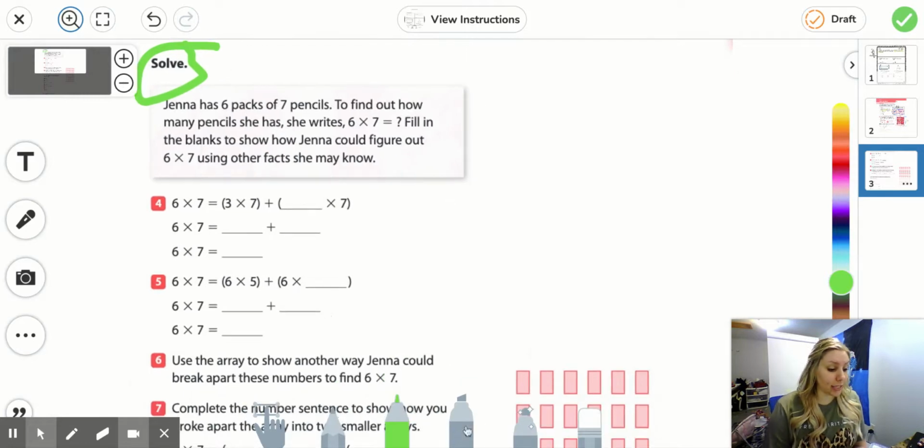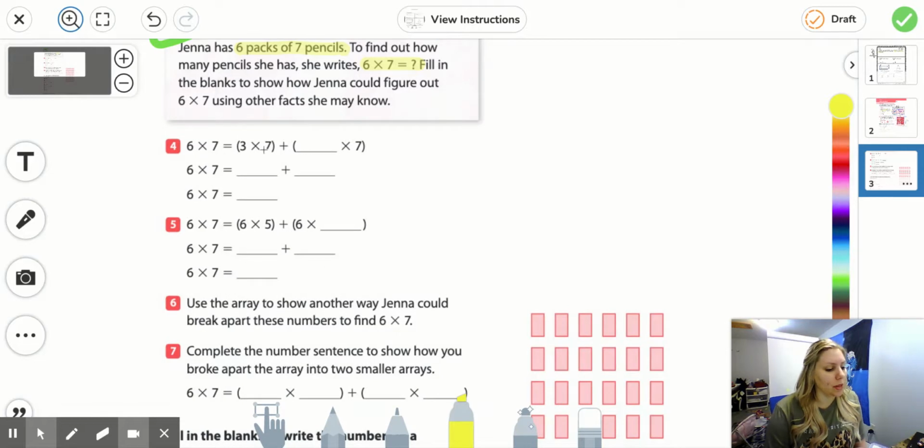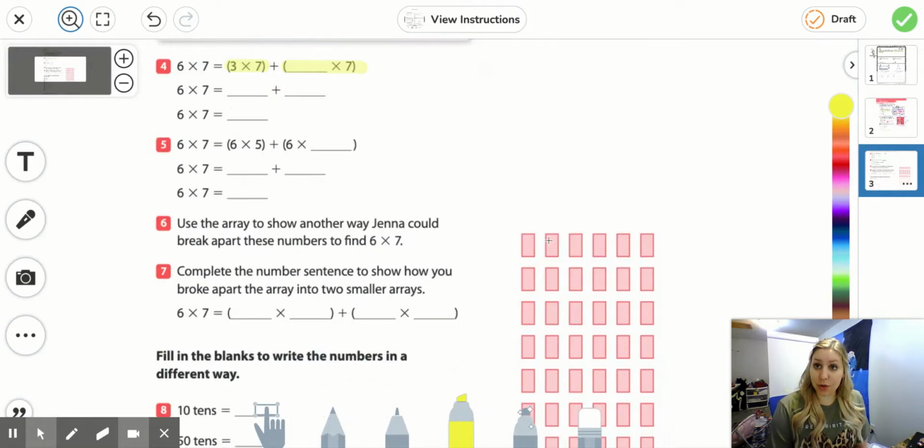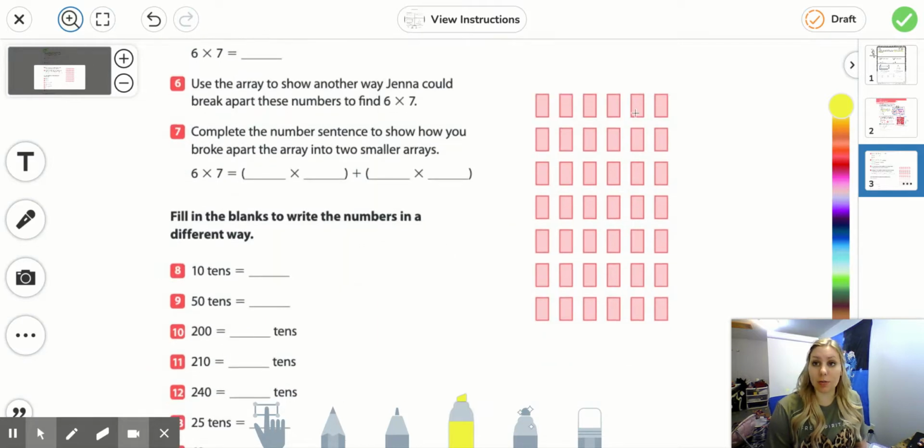It says that Jenna has 6 packs of 7 pencils. To find out how many pencils she has, she writes 6 times 7. Fill in these blanks to show how Jenna might find out her answer by using other facts that she might know. So it shows us 6 times 7 is the same as 3 times 7 and another fact. They even drew us this lovely array of what looks like strawberry chocolate bars. There are 7 rows with 6 in each row.